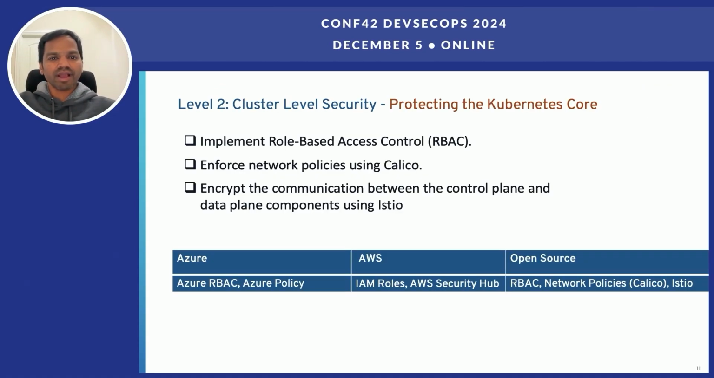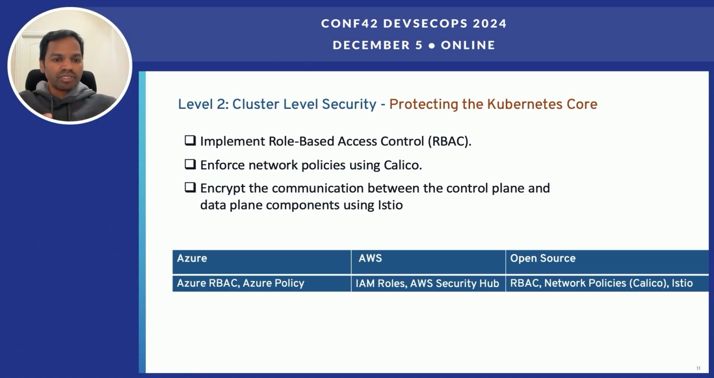Next level is cluster level security, protecting our Kubernetes core. We need to implement RBAC, then enforce network policies like Calico, and then add encryption in the communication layer, where we can use Istio as a tool for encrypting the communication.